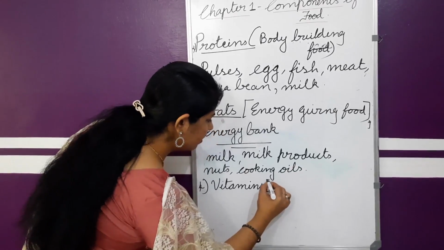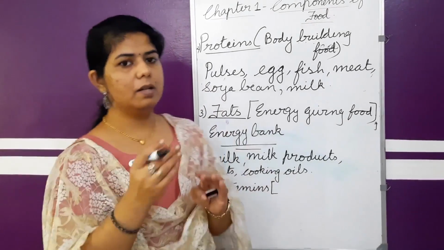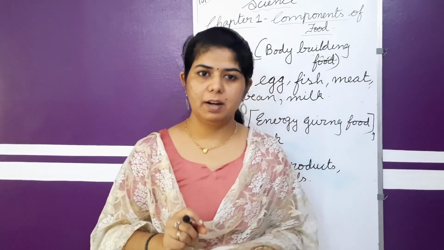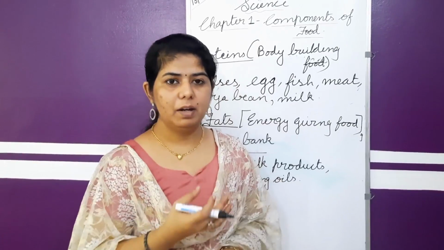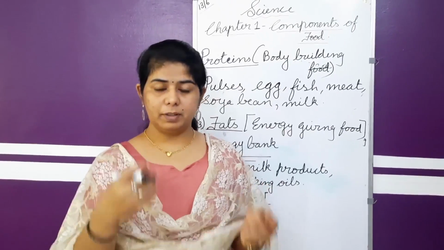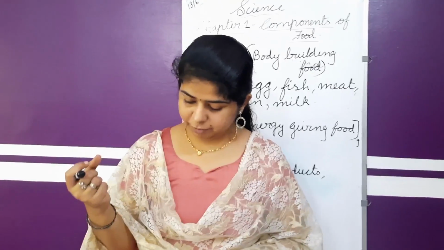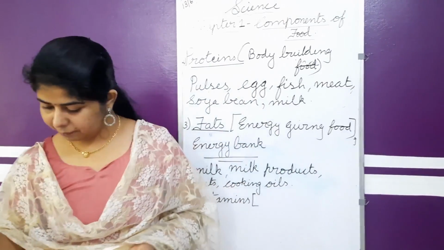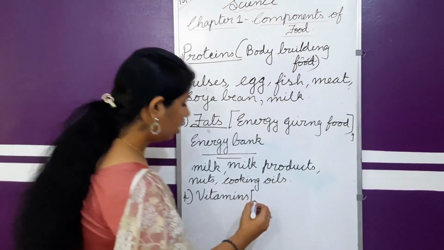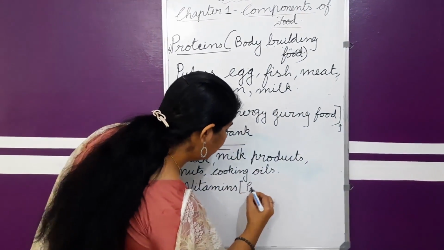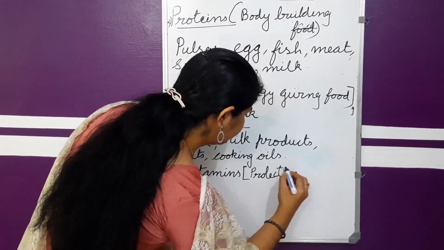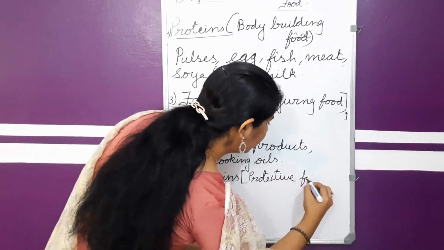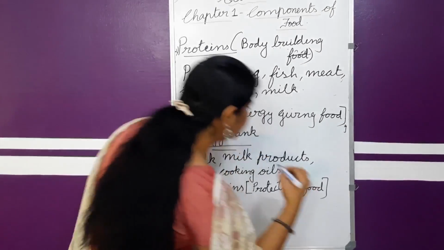Vitamins and minerals: their duty is to defend against the germs which enter our body. If you have food rich in vitamins and minerals, it helps to protect us mainly from diseases. So we can call them together protectives. Here I have written vitamins, protective food. This is also known as the protective food.